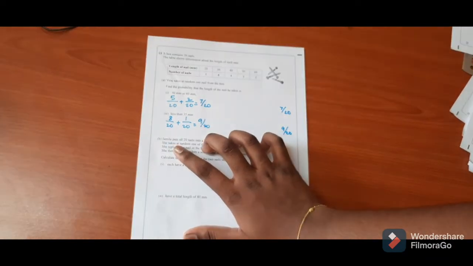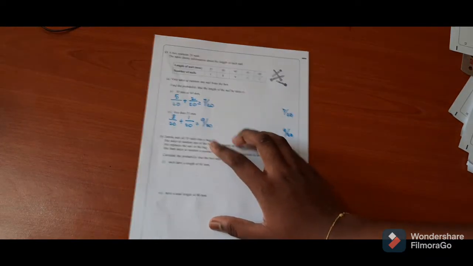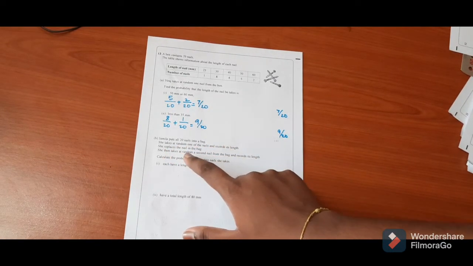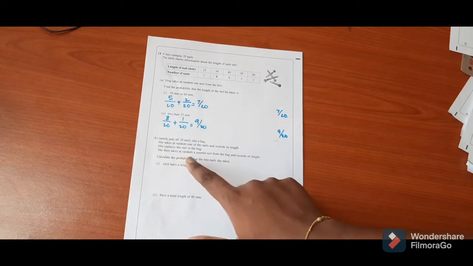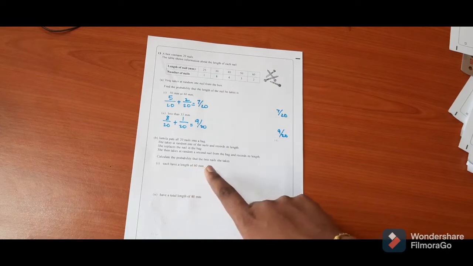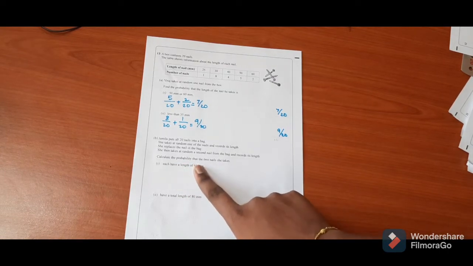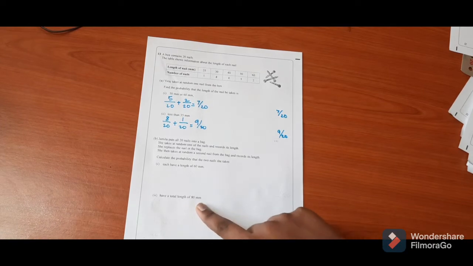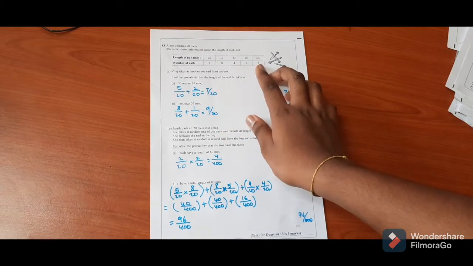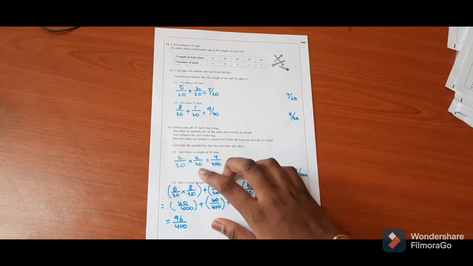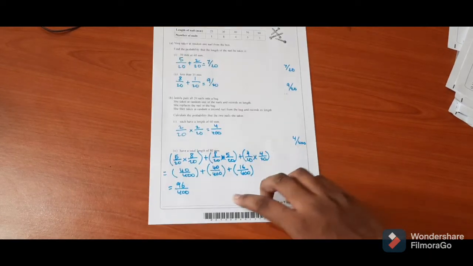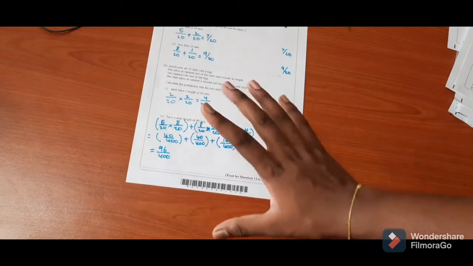Jamila puts all 20 nails into a bag. She takes at random one of the nails and records its length. She replaces the nail in the bag. She then takes at random a second nail from the bag and records its length. Calculate the probability that the 2 nails she takes have a total length of 80 millimeters. For 60 millimeters, it is 2 over 20 times 2 over 20, which gives us a probability of 4 over 400.